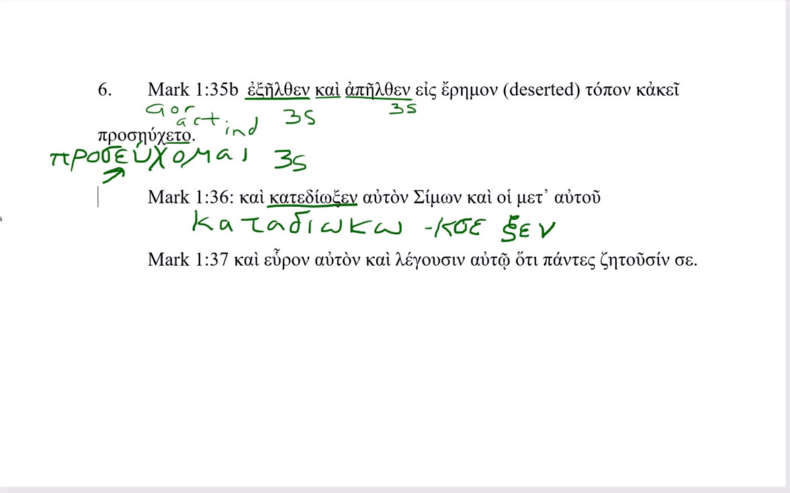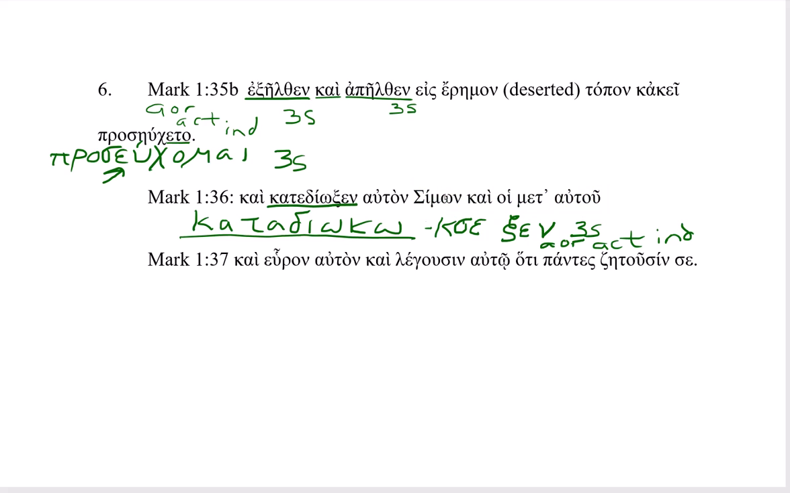So we have a third singular, and it's an aorist active indicative, and it is from the root katadiōkō. So it says, he followed him. Now we look for a subject and we see Simon. So it looks like we have a singular verb applying to Simon, but we also have kai hoi met' autou, which is the ones with him that comes after. So we have a singular verb applying to Peter and others.